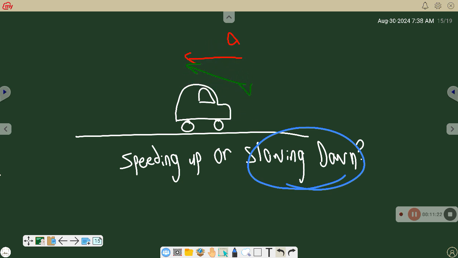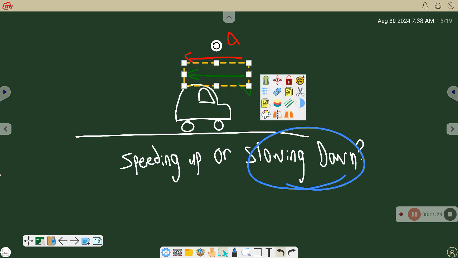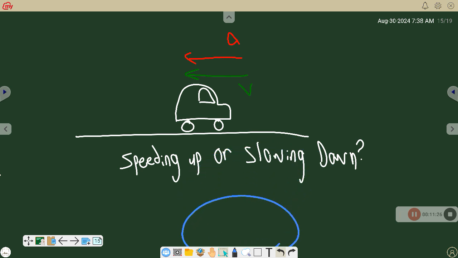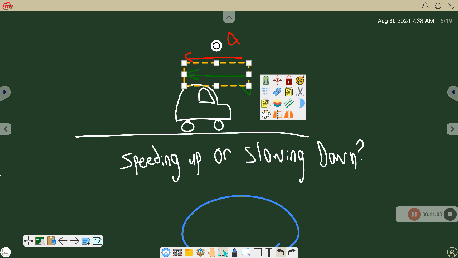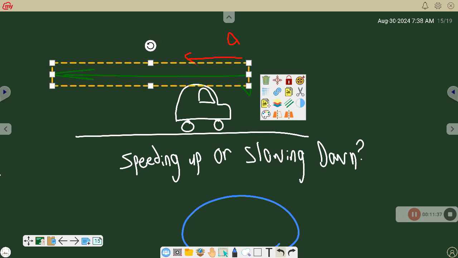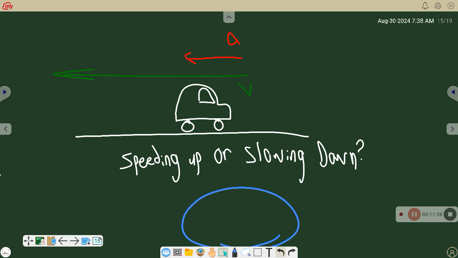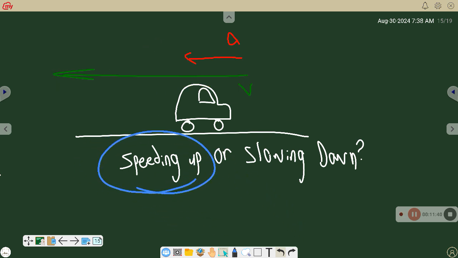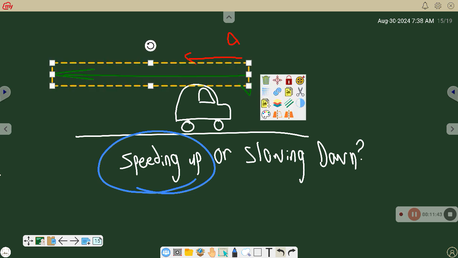Okay? Let's flip it again. Say it's going this way. So now I have a negative velocity and negative acceleration. Well, my acceleration is causing the velocity to be stretched in the negative direction, but it's already pointing negative, so it's just going to become a larger number in the negative direction. What does that mean? That means it's speeding up.